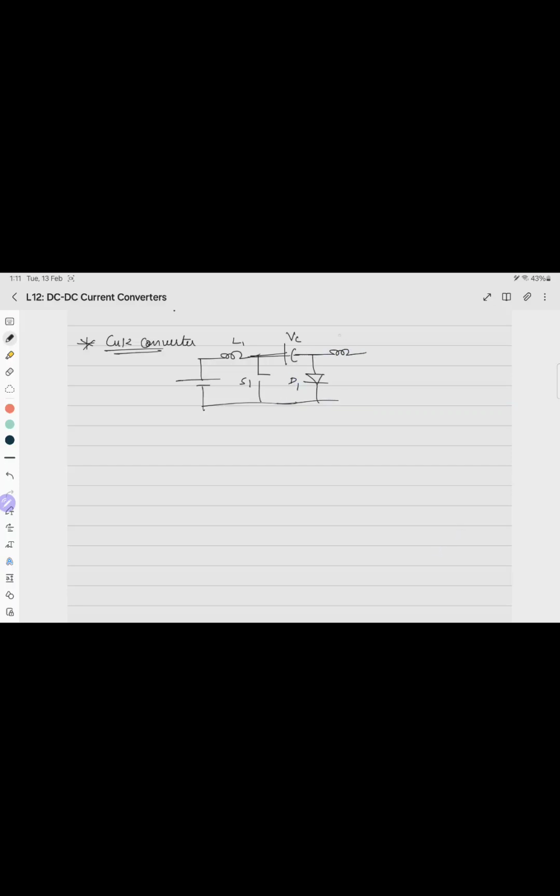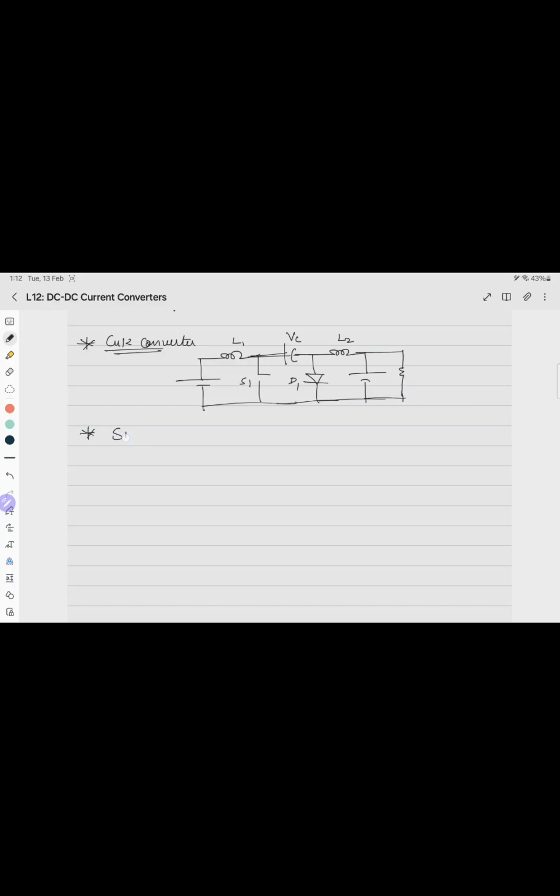Two very famous topologies of fourth order DC-DC converters are, first, the Cuk converter. The Cuk converter has a voltage source, inductor L1, a switch S1, a capacitor VC, then instead of S2 we have a diode D1, we have another inductor L2, and then we have a capacitor and a load.